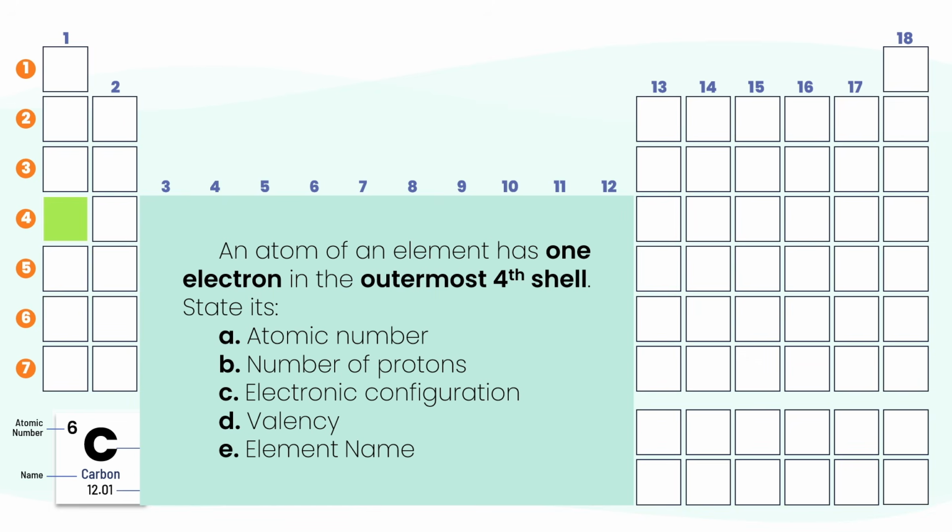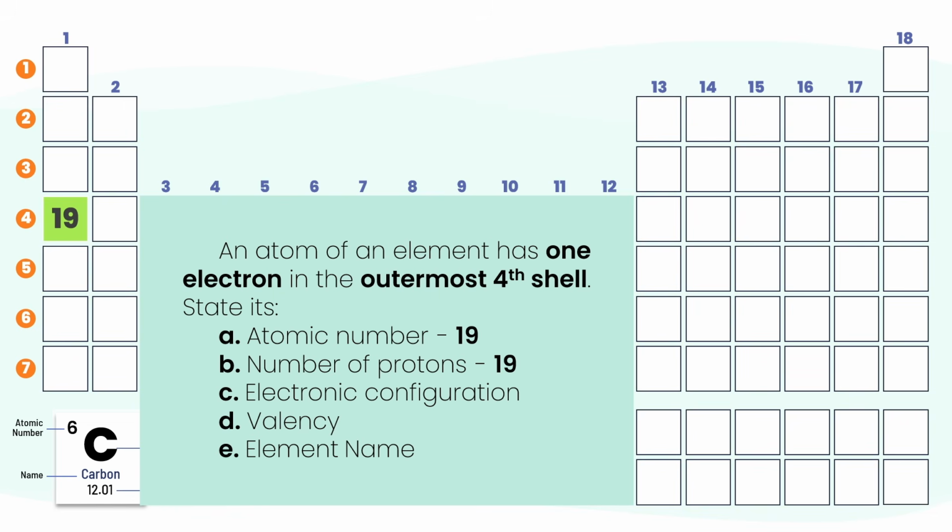To find its atomic number, we'll count each element tile one by one, starting all the way from hydrogen. Watch as the number climbs until it lands here, 19. So for A, atomic number, the answer is 19. For B, number of protons, it's also 19.